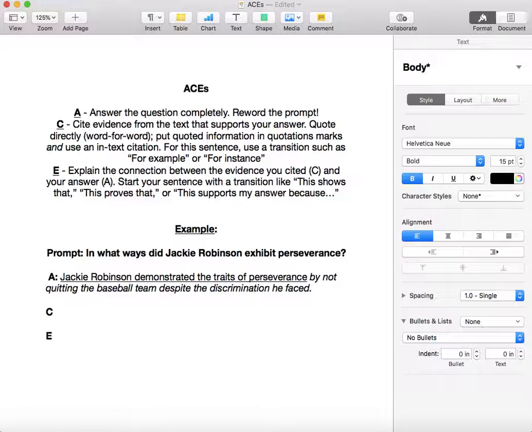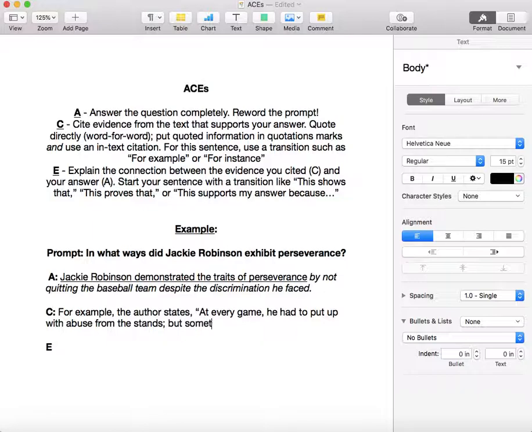C, as I said, is cite evidence. So I need some kind of evidence, maybe a quote, maybe a fact. So I'm going to act like I have a book, and I'm going to say, for example. That's a very good transition into a citation. For example, the author states, and then I'm going to quote this word for word, so I'm putting it in quotation marks: "At every game, he had to put up with abuse from the stands, but something inside him would not let him give up."